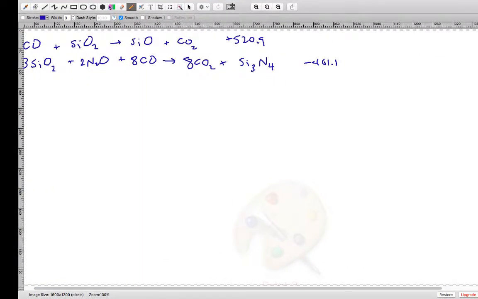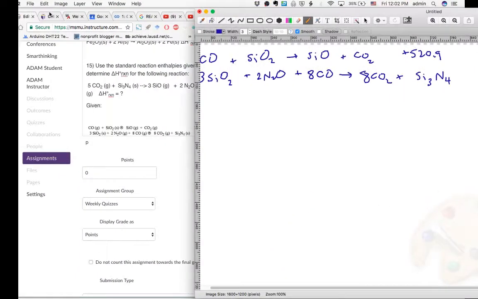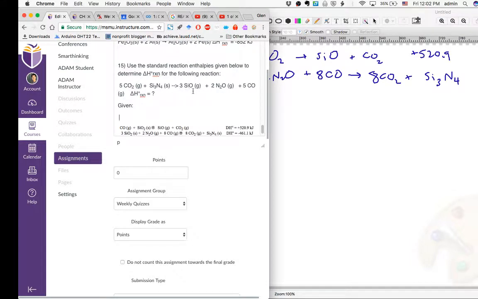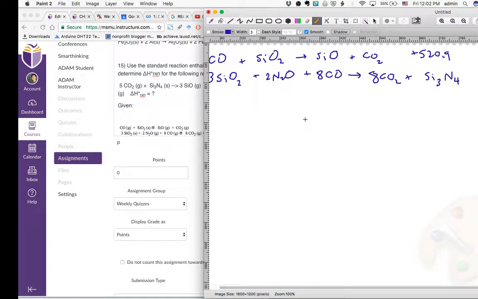Right now, what was the target? The target was 5CO2 plus the silicon nitride makes silicon. Okay, let me start with those. 5CO2 and silicon nitride are in the reactants. I could get the CO2 from here. But here I've got also the silicon nitride. I've got CO2 and silicon nitride, both in the same equation. I'm going to use this first because it's convenient.